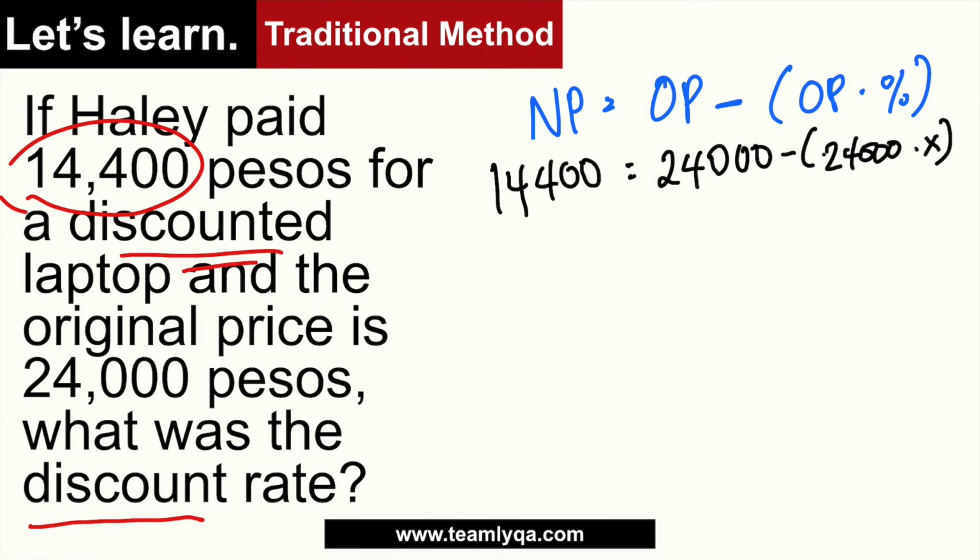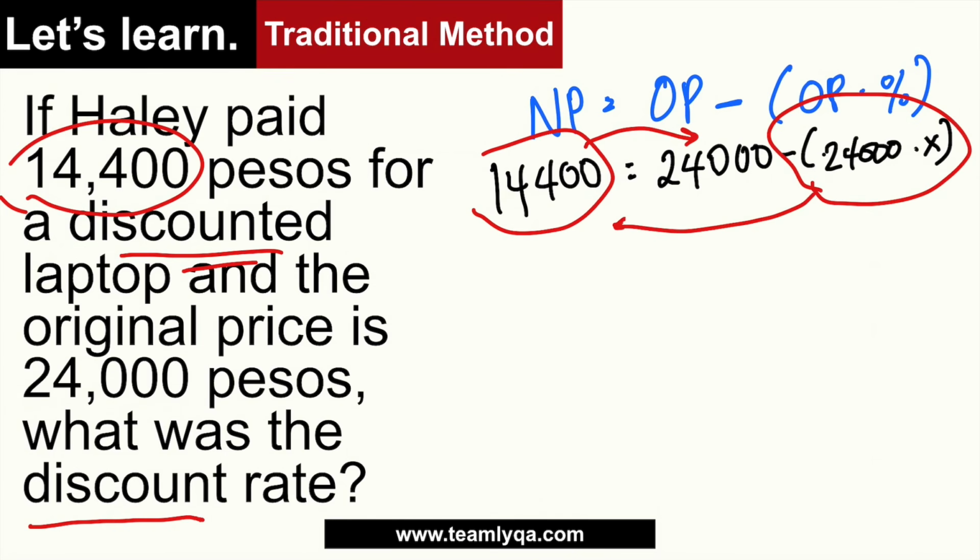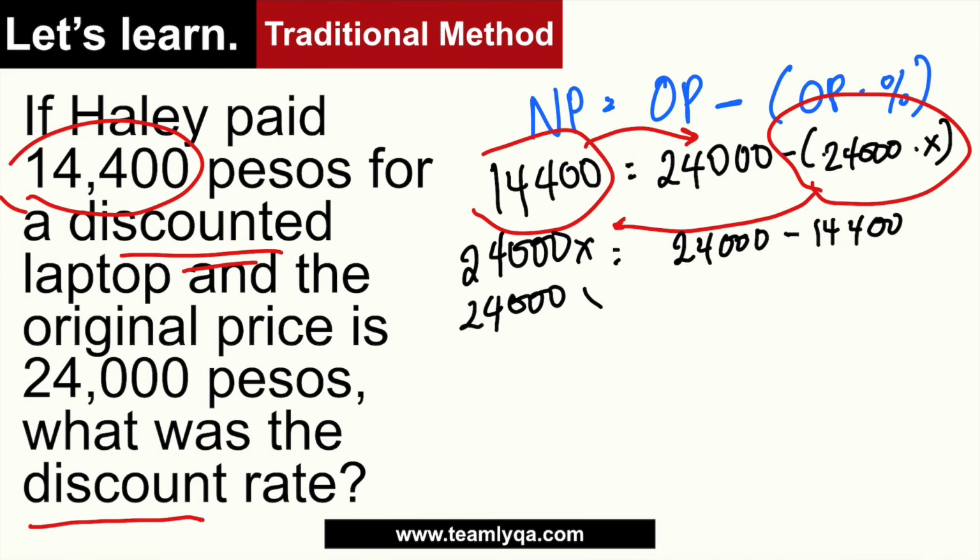Now, in order for us to keep things positive, okay, pwede nating ilipat itong part na ito sa side na ito, tapos ito ngayon ang ililipat ko sa kabila. Bakit? Kasi mas maganda kung positive yung x, mas madali siya i-manage. So, for example, dito, mangyayari dyan would be 24,000x is equal to 24,000 minus 14,400. Okay, so again, positive na siya, mas manageable na siya. So, 24,000x is equal to, ima-minus natin to ngayon, dalawa. Alright, next would be 24,000 minus 14,400.